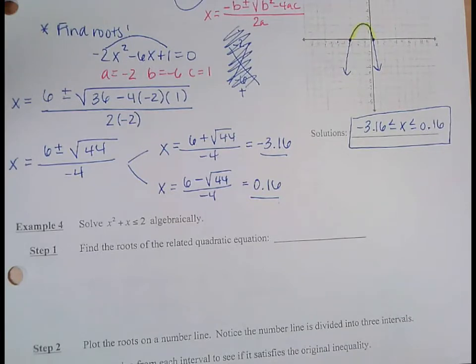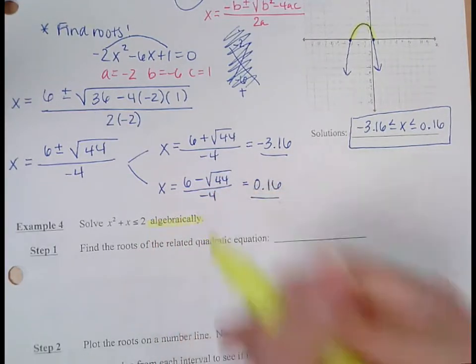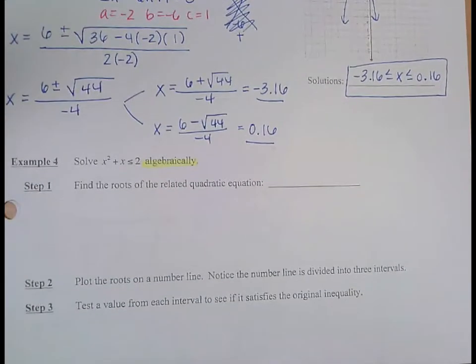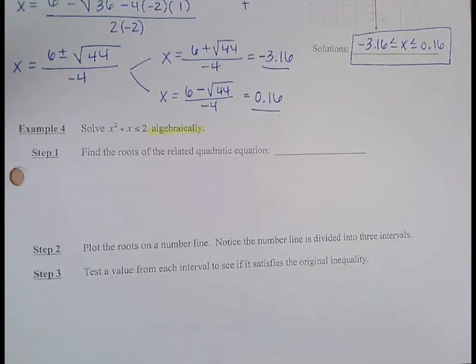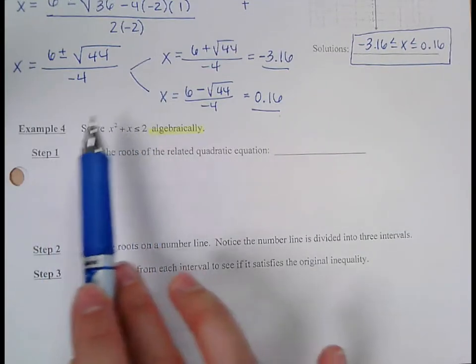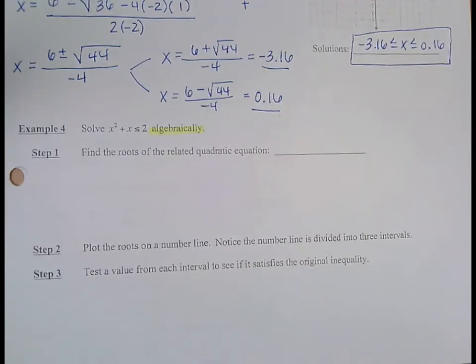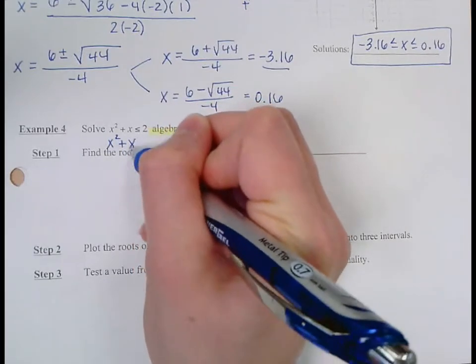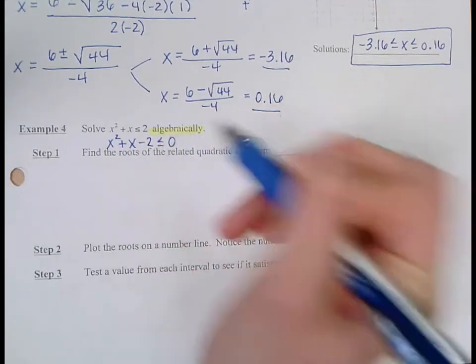Okay, because there's one last example, but this one is solved algebraically. And again, it's just an alternative method if you didn't want to sketch the graph. But the very first step is the exact same. So you're still starting out, you have an inequality. I should say before we do step one, you do want with your inequality one side to be 0. So I'm going to rewrite this. I'm going to subtract 2. So x squared plus x minus 2 is less than or equal to 0.